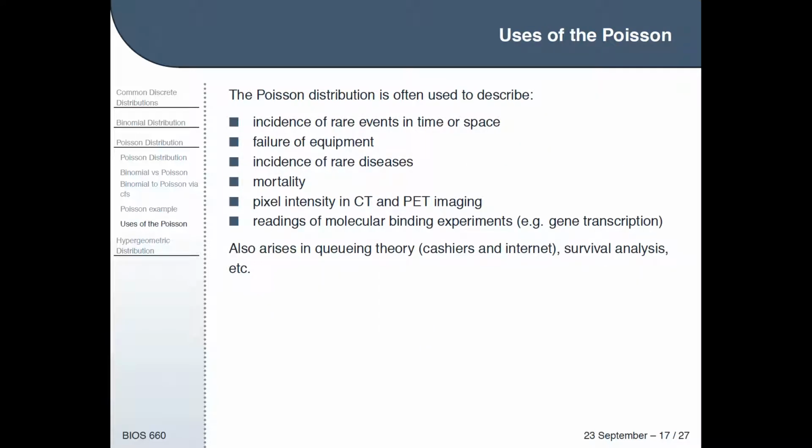So here are some examples of when you would use the Poisson distribution in real life. Rare events, incidents of rare diseases, for instance, often used for failure of equipment and things like that. Some of the more interesting modern applications that are actually active research areas in statistics these days: you can use it to model the pixel intensity for certain types of image processing examples, which I don't know that much about, but I do know a little bit about molecular binding experiments.